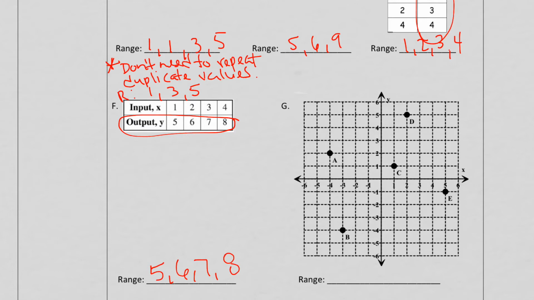On the range, we're looking at our y-axis. We're going to look at all our y values, so we're looking where it lands on the y-axis, which is here. We're looking for the lowest point to the highest. So we're going to start at the bottom with B, because B is our lowest point, and it hits the y-axis at -4. Then I'm going to go to E. E hits the y-axis at -1. Next, I'm going to go up to C. C hits the y-axis at +1. Now we're going to go to A.